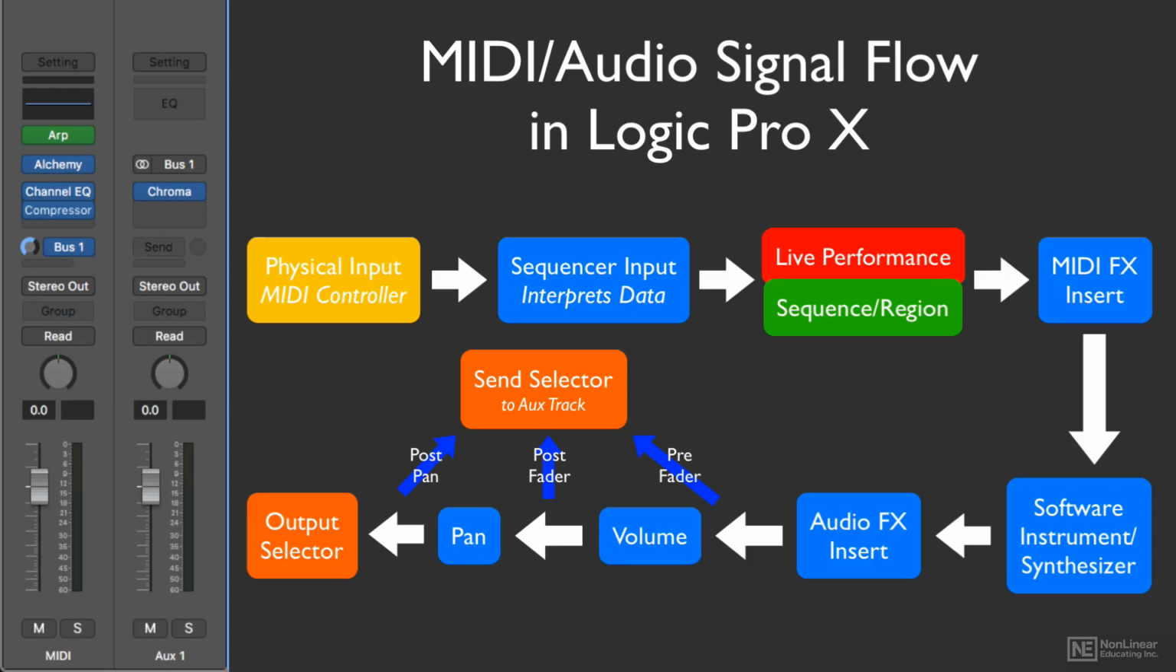So let's talk about what sends actually do. They split the signal off from the main signal flow chain and typically are sent to auxiliary channel strips, or aux tracks as they're known, for additional processing. If you're already familiar with mixing techniques, it's very common to use sends and aux tracks to add reverb, delay, or other time-based effects instead of applying them directly to the channel strip. This allows you to have individual wet and dry faders to mix the signal. Then the aux track's output can be routed via the output selector to the same output as the software instrument track.